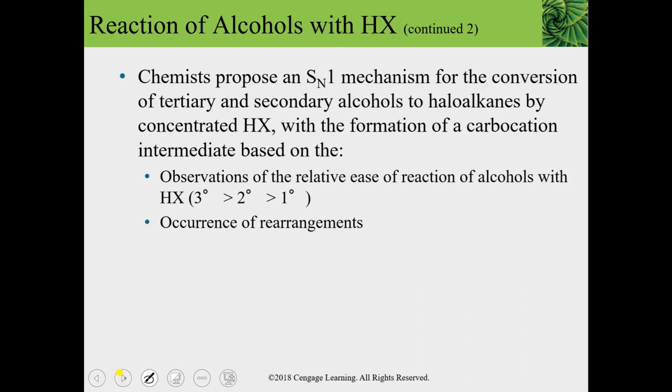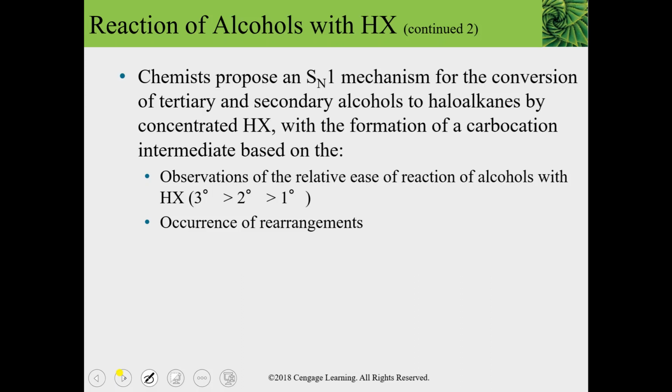So let's talk about this. Chemists propose an SN1 mechanism for the conversion of a tertiary and secondary alcohol to haloalkanes by concentrated HX, whatever, could be hydrochloric, hydrobromic, hydroiodic, with the formation of a carbocation intermediate. Remember, SN1 means you get that carbocation intermediate, where SN2 means it happens all at once simultaneously. We get a back attack of what we want to attach, while simultaneously the other thing is getting kicked off.